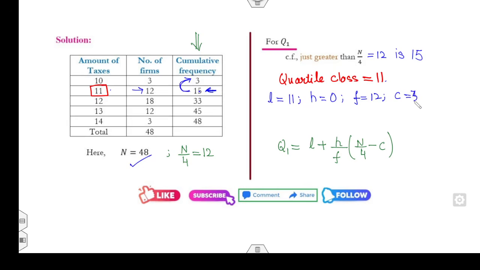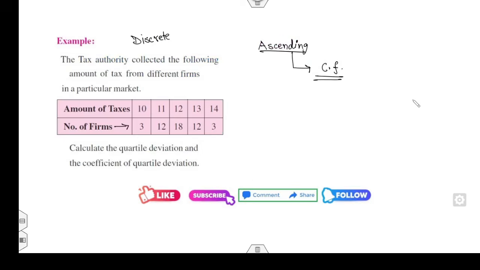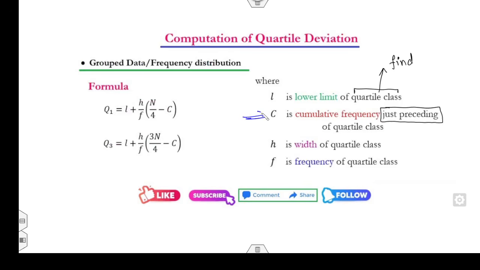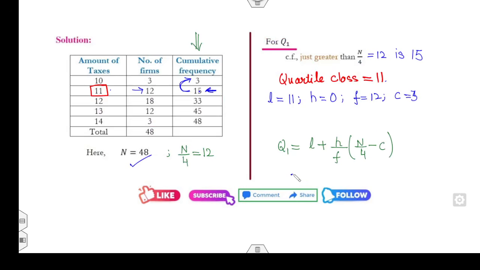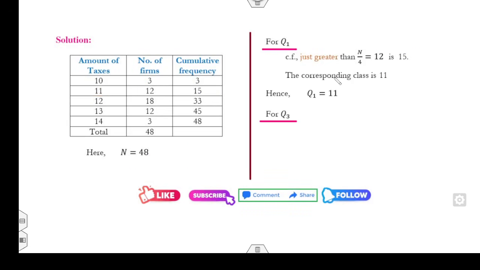That is my 3. आप देख सकते हो मैं दोबारा जा रहा हूं आपके पास. डेफिनेशन क्या थी C की? Cumulative frequency just preceding the quartile class. Just preceding देखना है आपको. Fine. Now if I substitute all the values, 11 plus 0, my Q1 is 11, the right answer. Clear? Similarly for the Q3, Q3 is my 3n/4.